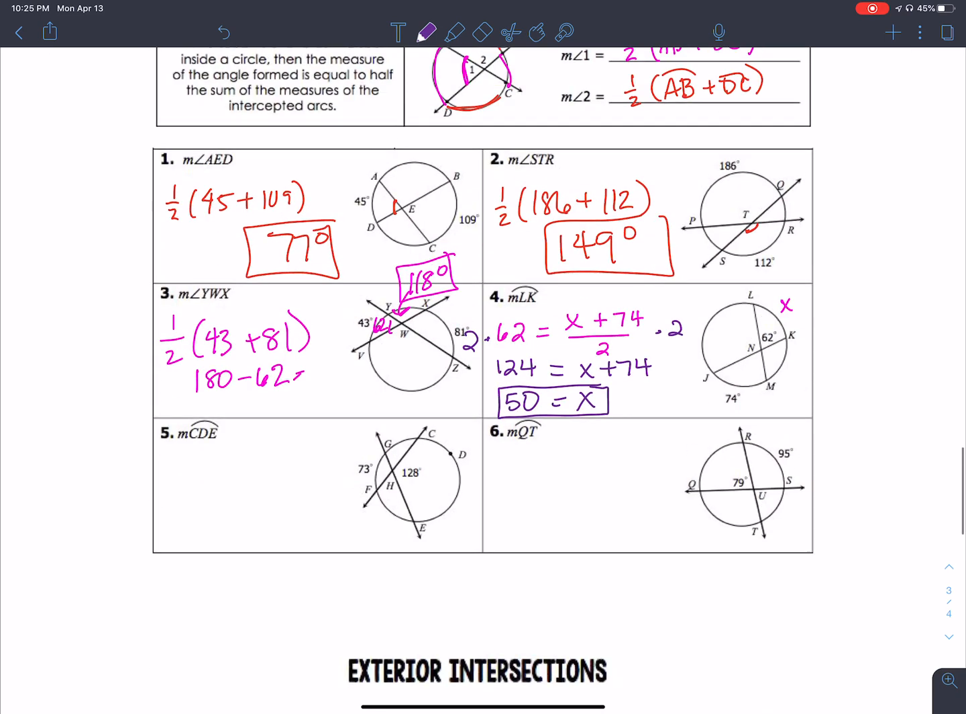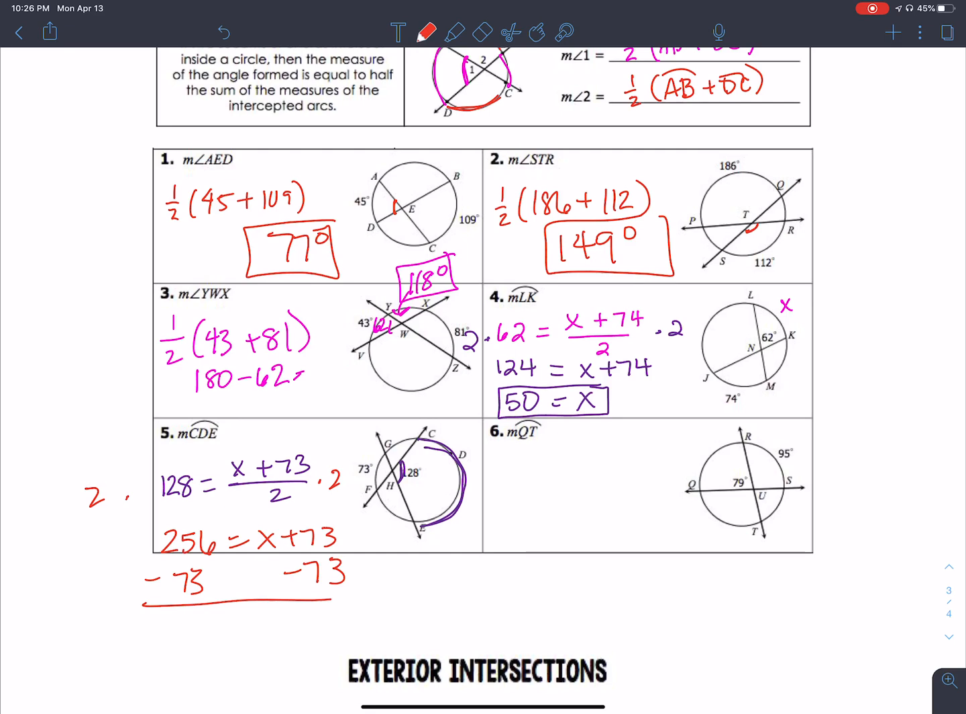Alright, this one I want to find arc CDE. To find the arc, they gave me the angle. 128 equals the arc I don't know plus the arc I do know, divided by 2. Multiply both sides by 2: 256 equals x plus 73. Subtract 73. X equals 183.